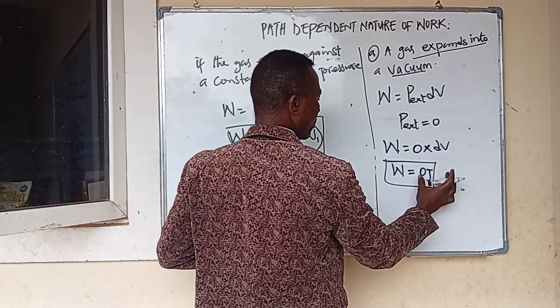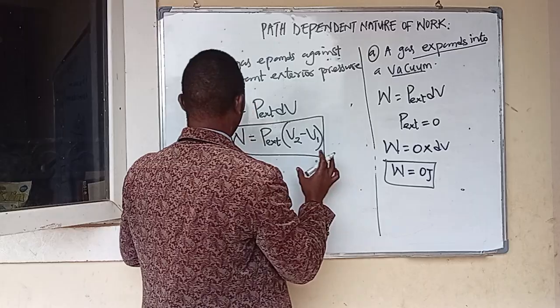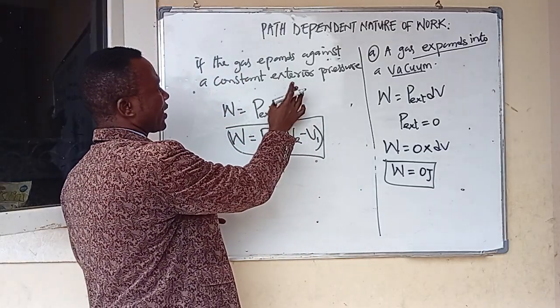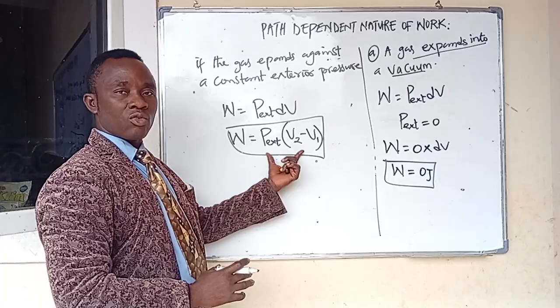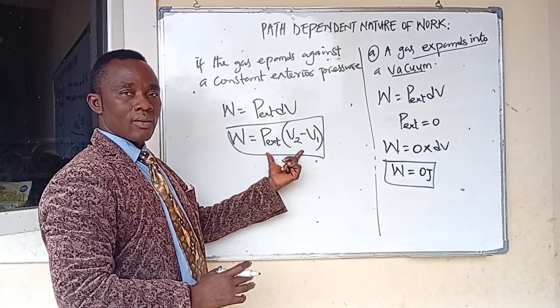So when a gas expands into a vacuum, the value is zero. When a gas expands against constant exterior pressure, the value is not zero.